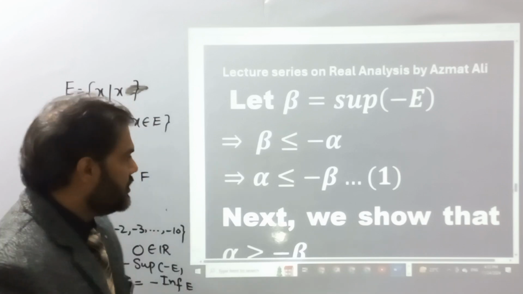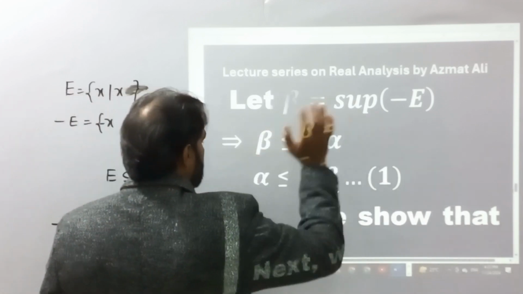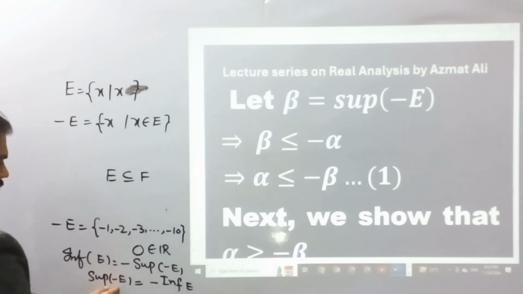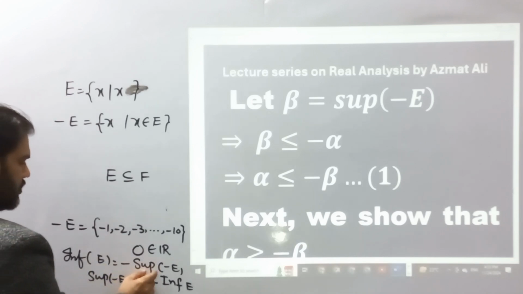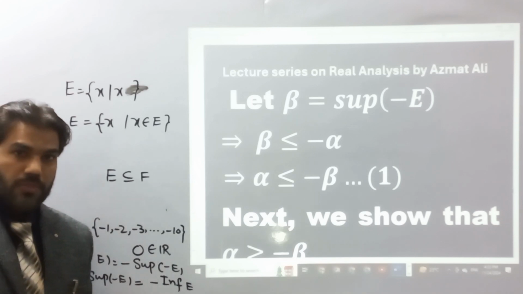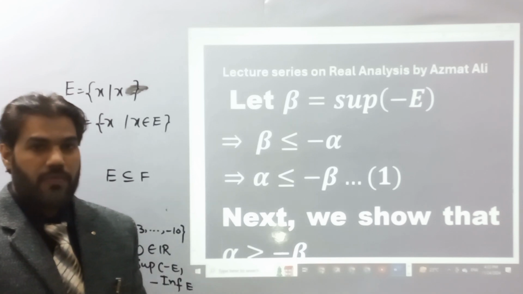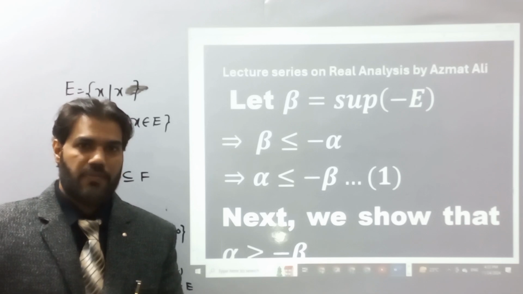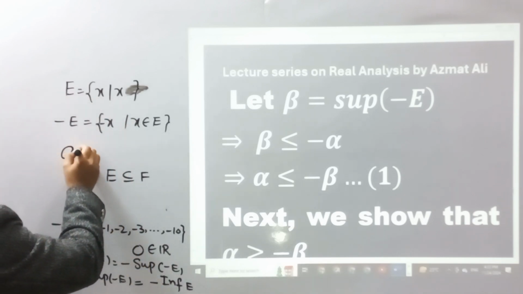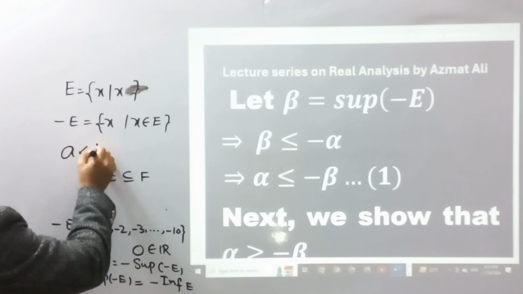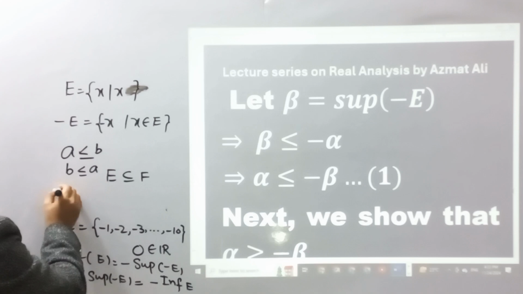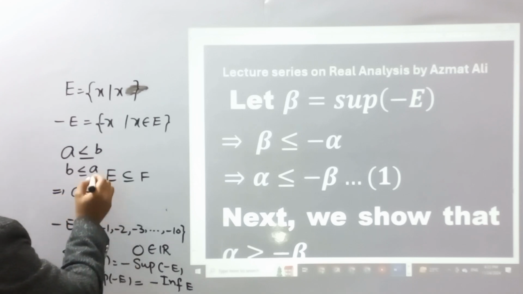Let beta be equal to the supremum of minus E. Our target is to show that the infimum of E is equal to minus the supremum of minus E. Throughout the properties of supremum and infimum, one strategy that I will use is this: for two real numbers, if A is less than or equal to B and B is less than or equal to A, this implies A is equal to B.